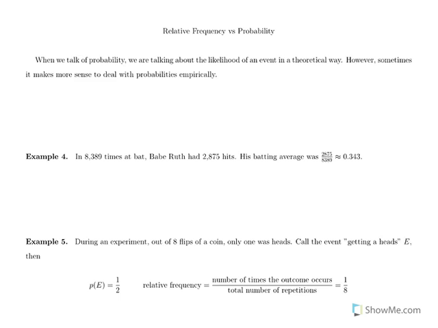So here is a baseball kind of thing. We have 8,389 times at bat. Babe Ruth, famous slugger, had 2,875 hits. So he went to bat 8,000 or so times, and 2,875 of those he hit the ball. And this stat that you can calculate from that is called the batting average. It is the number of hits over the number of at-bats. That is 2,875 over 8,389. And that gives a batting average of 0.343.